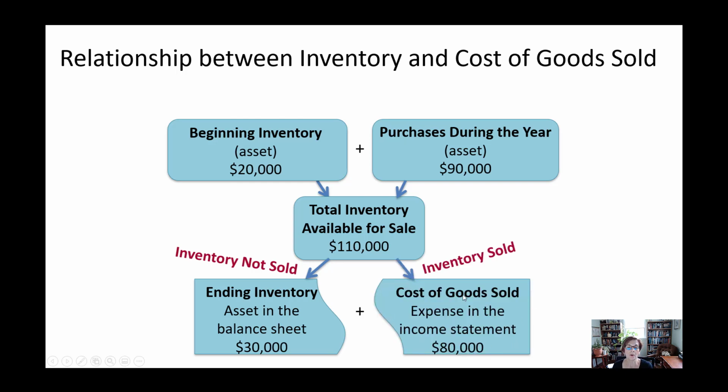Okay, so remember that everything that's available to sell is either sitting in ending inventory or it was sold. So this is a very important diagram. Make sure you understand this. And remember that beginning inventory plus purchases gives you cost of goods available for sale, and so does ending inventory plus cost of goods sold.